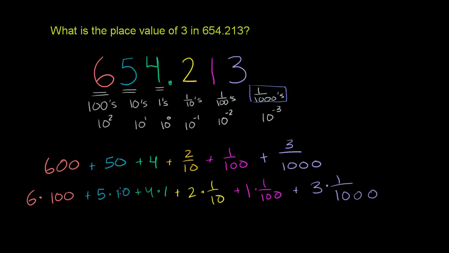So hopefully, when you write it out like this, it gives you a sense of what it means when we say place value. The 6, three digits to the left of the decimal, is in the hundreds place, so it represents 6 hundreds. This represents 5 tens, because it's in the tens place. This represents 4 ones. You go to the thousandths place, this 3 literally represents 3 1,000ths.